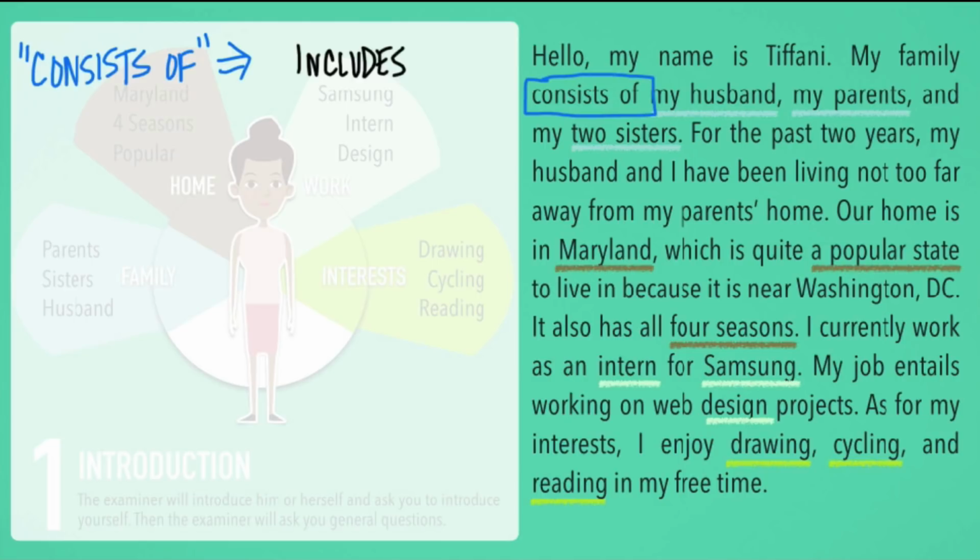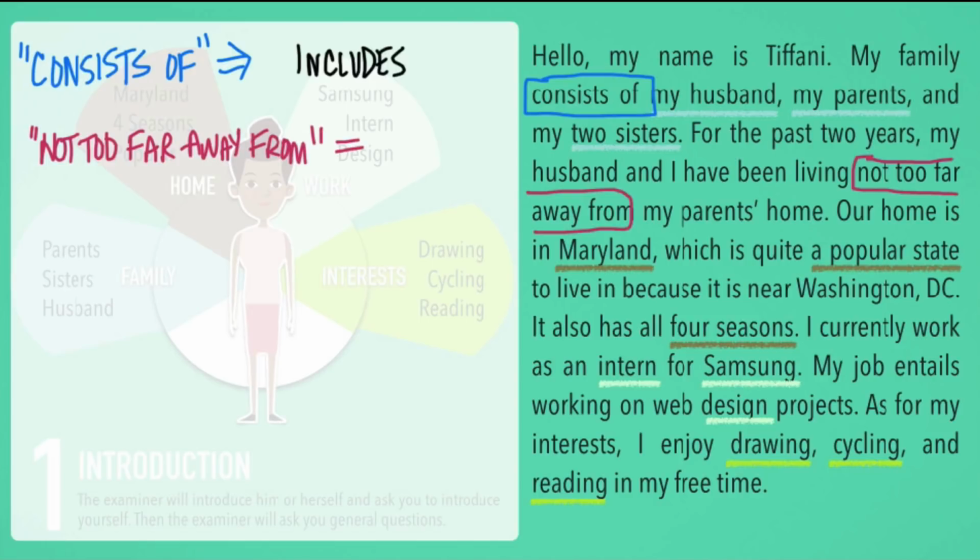For the past 2 years, my husband and I have been living not too far away from my parents' home. Now, you'll see that when I spoke about where I live with my husband, I used the expression or the pattern, not too far away from. So let's write it on the left side. Not too far away from. Now, this pattern literally just means close.